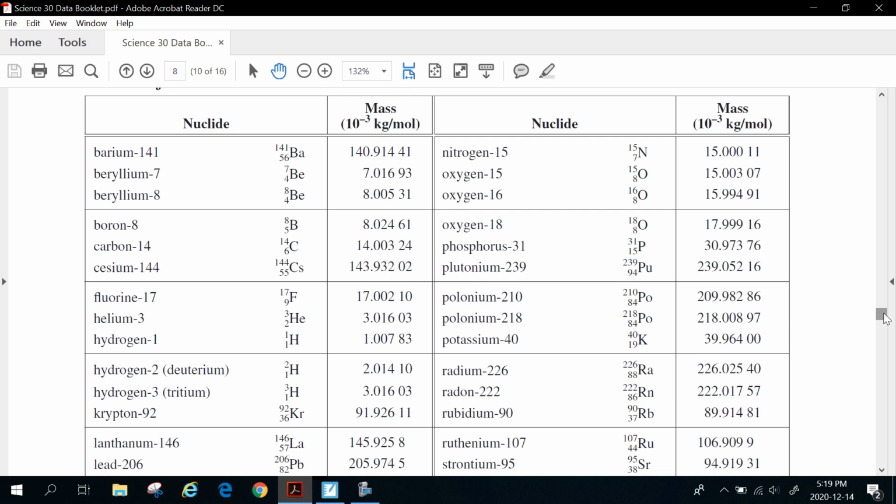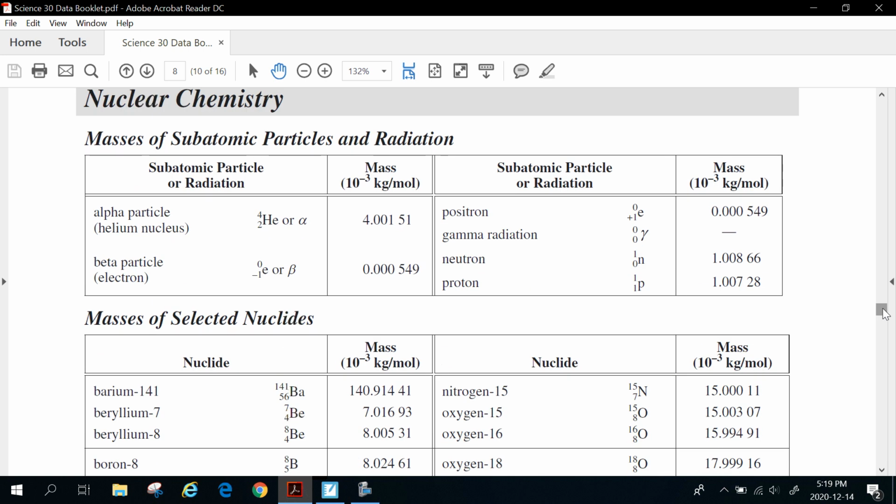So to finish this off, I'm just going to go back to the data booklet and just show you where you can find all of this information in terms of the radiation. So no, you don't need to remember what an alpha particle is, because under this first table here, subatomic particles or radiation, it tells us an alpha particle is simply the helium nucleus with 2 protons and 2 neutrons. It even gives us the symbol for it. We'll talk about this later, but it gives us the mass of that alpha particle. Beta, again, it tells us exactly what it is. An electron gives us the symbol for it. No memorization required at all.